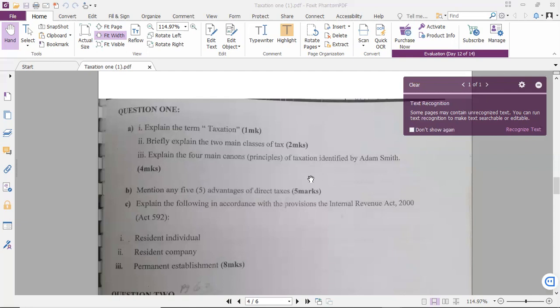So I'll not waste much time to explain what taxation is for you, but what I would like you to take notes of, whenever you are explaining the term taxation, is that you should emphasize that taxation is one of the means by which government raises revenue, or it is the main source of government revenue.